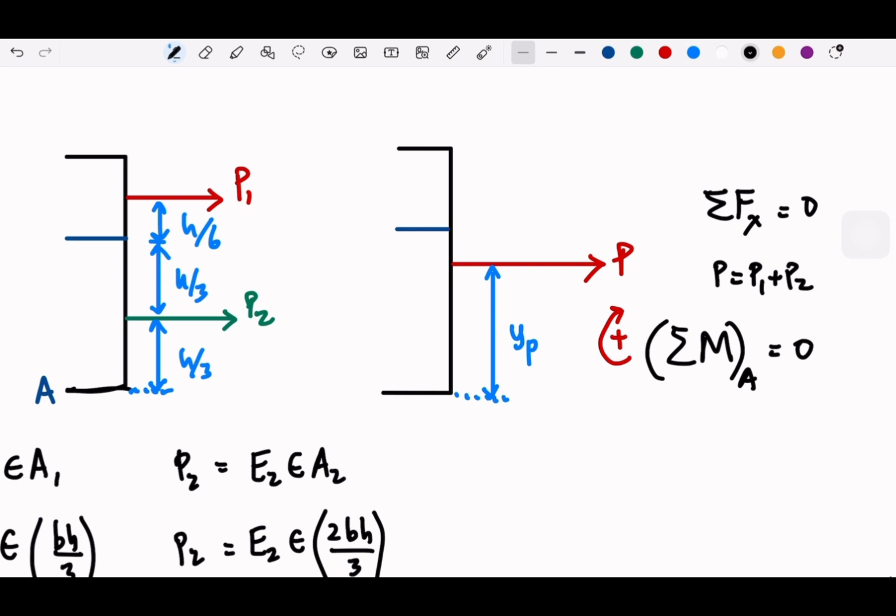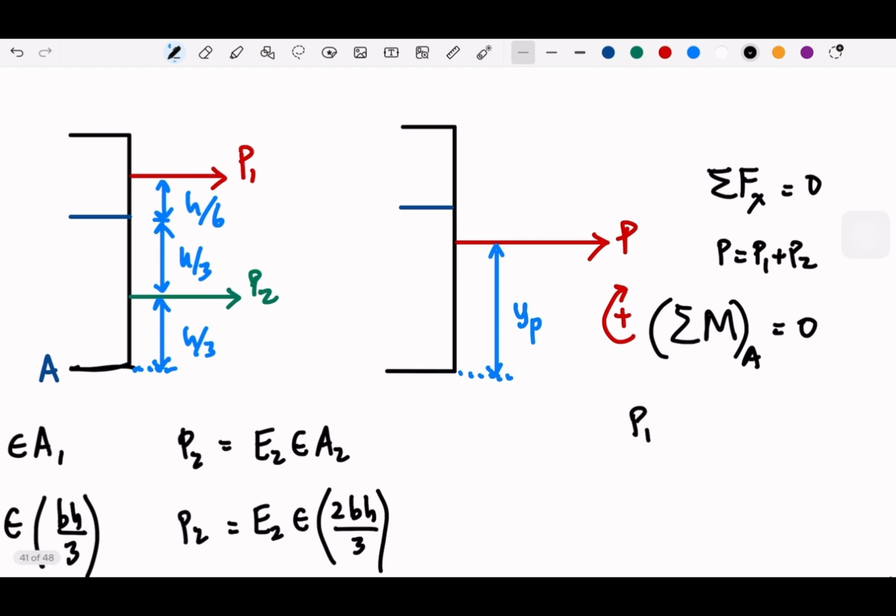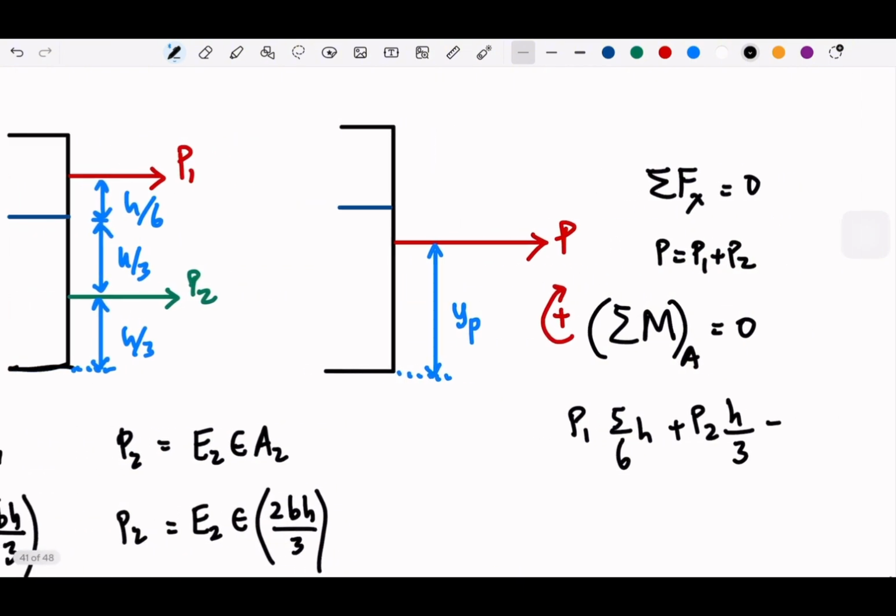So we have P1 times 5/6 H, and then plus P2 times H/3, equal to P YP.